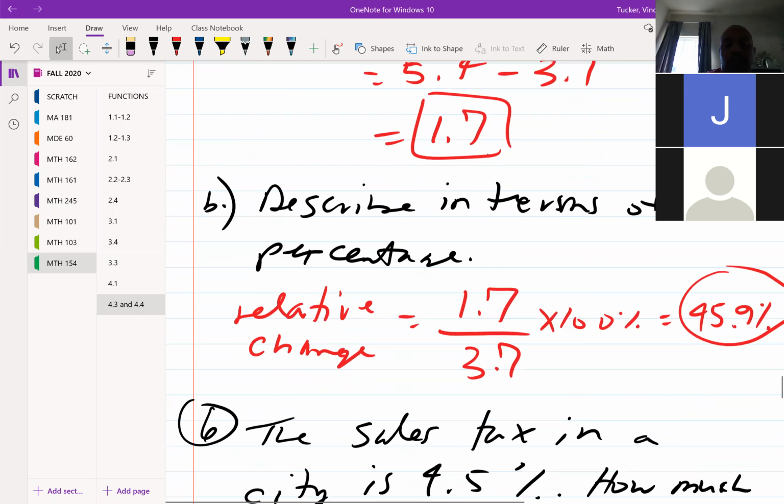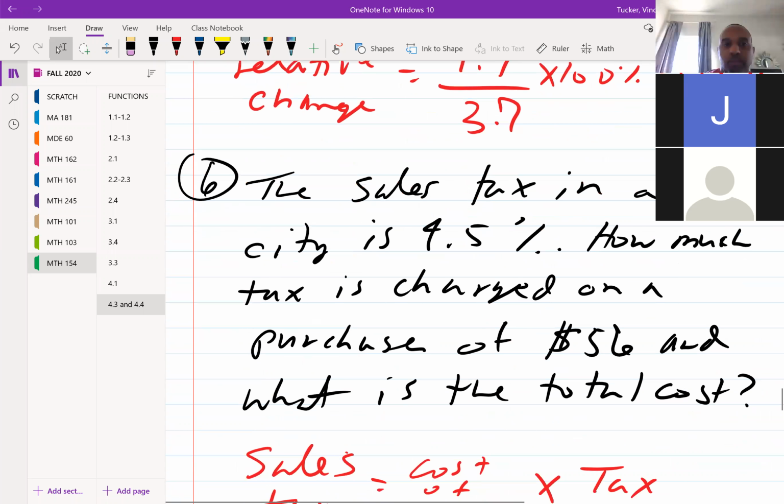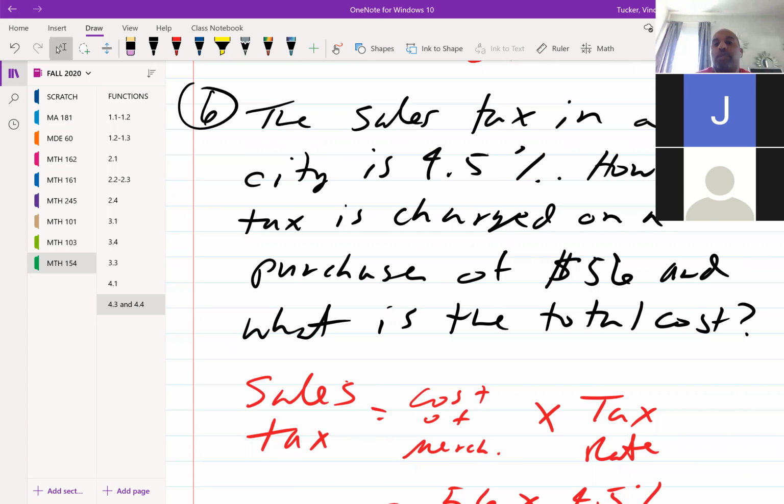All right. Let's look at the next one. The sales tax in the city is 4.5%. How much tax is charged on a purchase of $56, and what is the total cost?